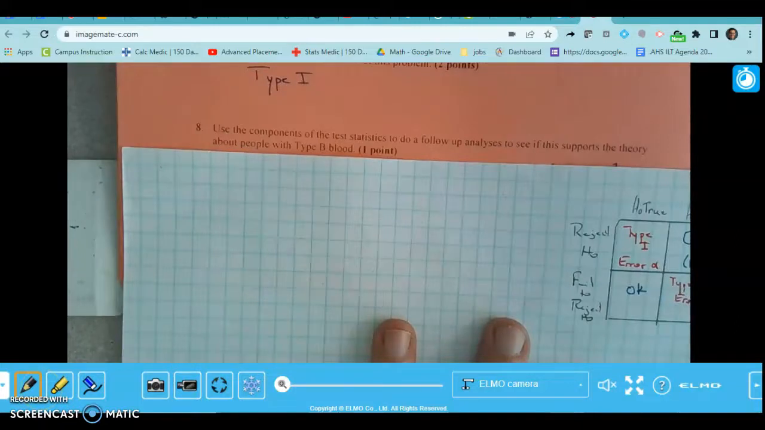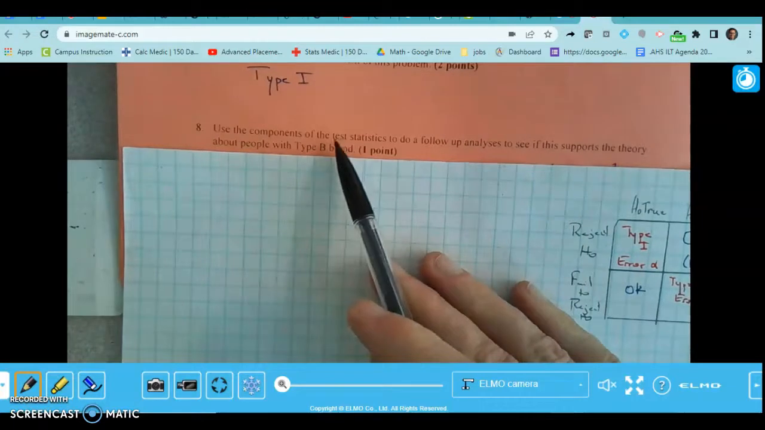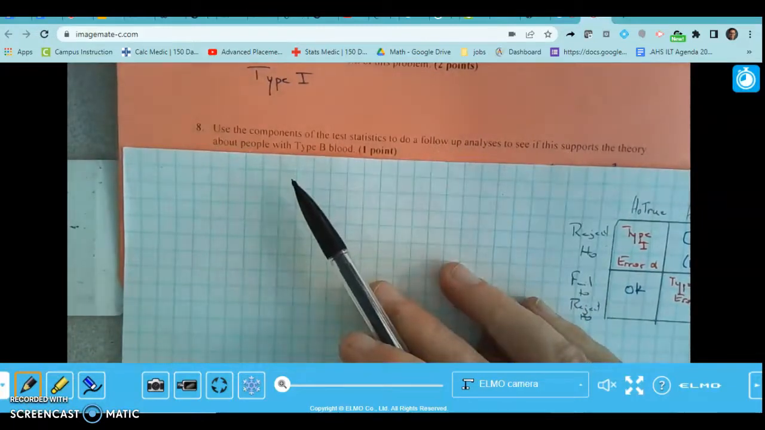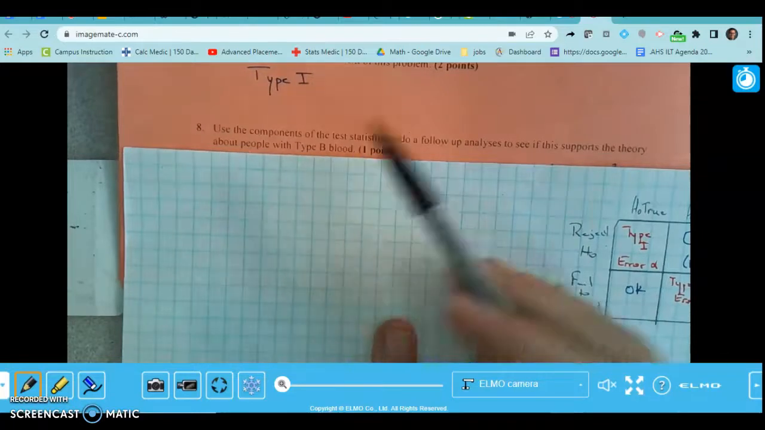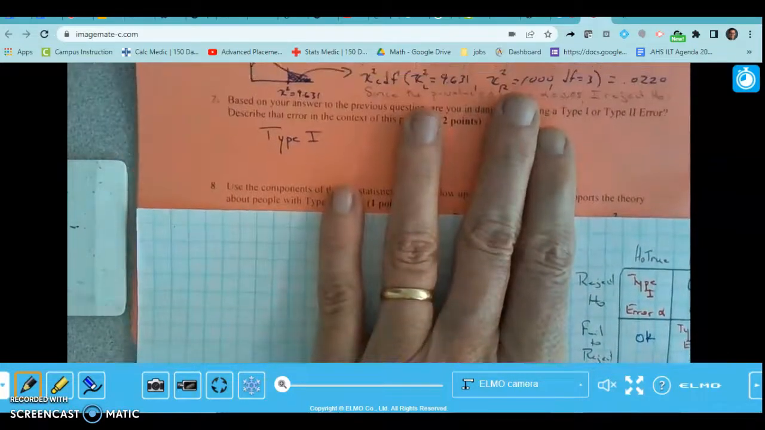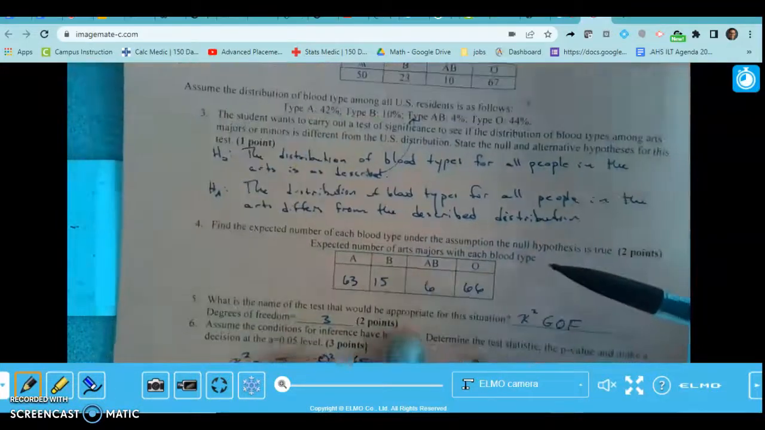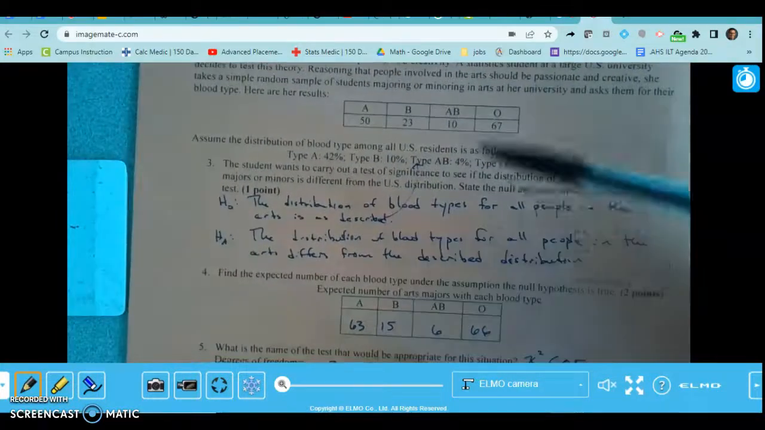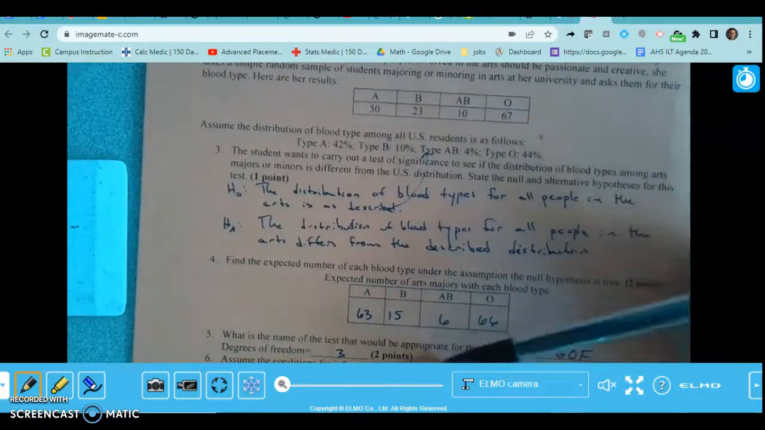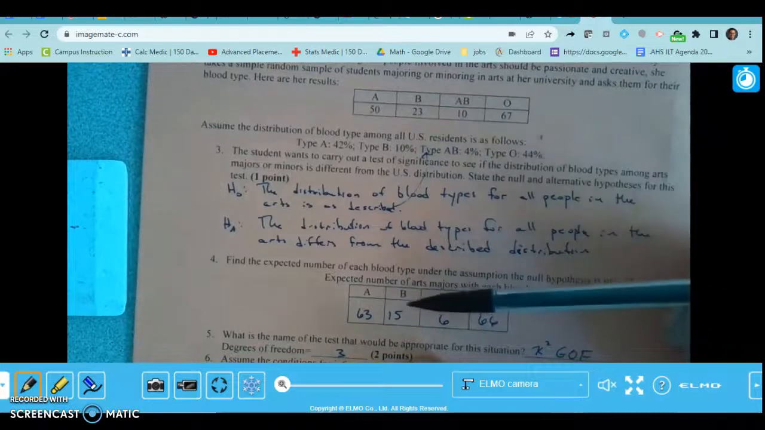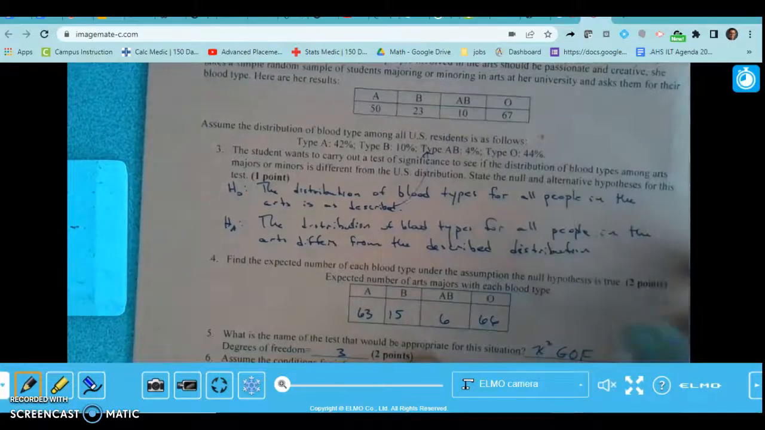So question number 8 asks, using the components of the test statistic, do a follow-up analysis to see if this supports our theory with type B blood. Recall that our theory with type B blood was that we were seeing more people who are in the arts. Those are the only people that we sampled here. We're seeing more than we expected. So we do see some evidence for that. 23 is obviously more than the 15 that we expected.